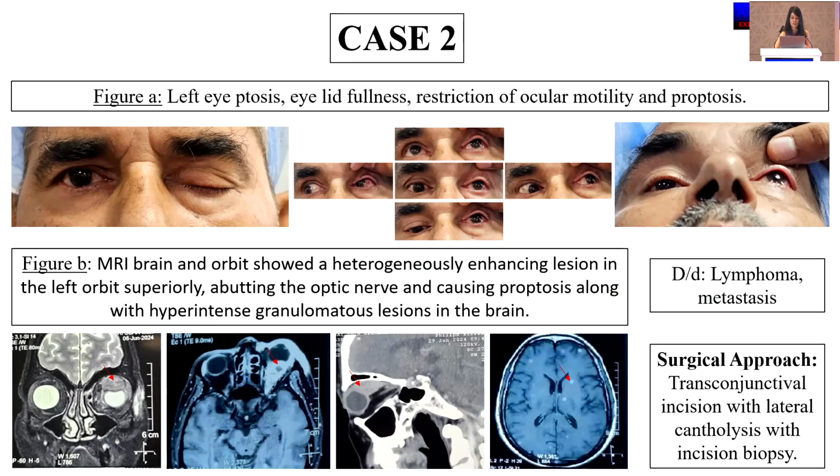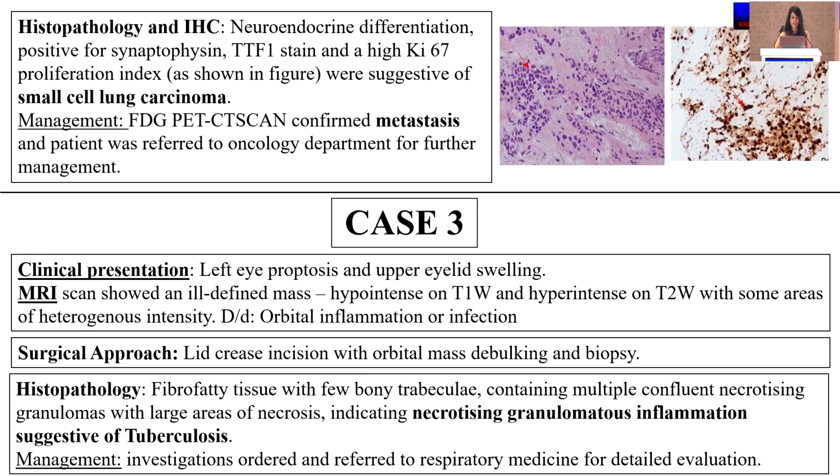In case 2, a 71-year-old male presented with left eye ptosis, upper eyelid fullness, restriction of ocular motility and proptosis. MRI showed heterogeneously enhancing lesions and a differential of lymphoma or metastasis was made. A transconjunctival incision with lateral cantholysis was done. Histopathology was suggestive of small cell lung carcinoma, and PET scan confirmed metastasis, and the patient was referred to the oncology department.